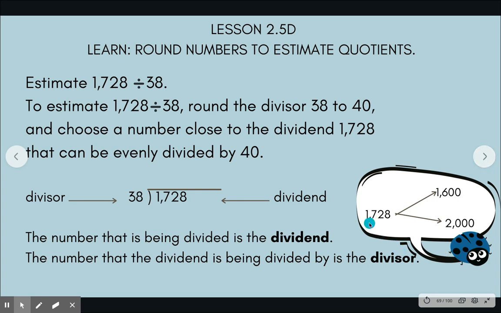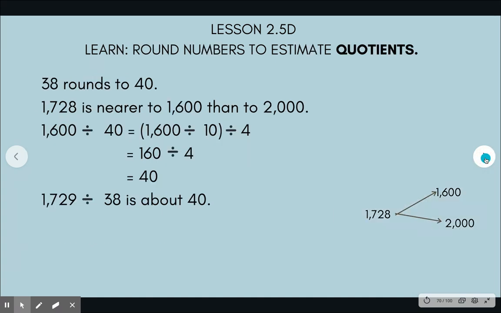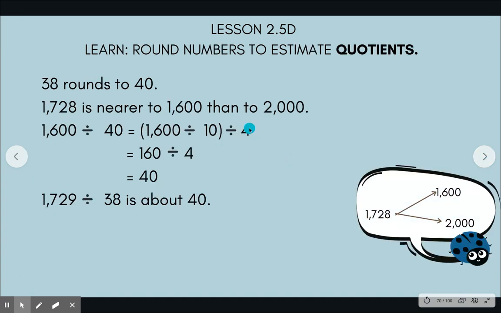And you can see with 1,728, you could round it down to 1,600. You could round it up to 2,000. So 38 rounds to 40. 1,728 is nearer to 1,600 than it is to 2,000. So you have 1,600 divided by 40. You can think about that as 1,600 divided by 10 and then divided by 4.